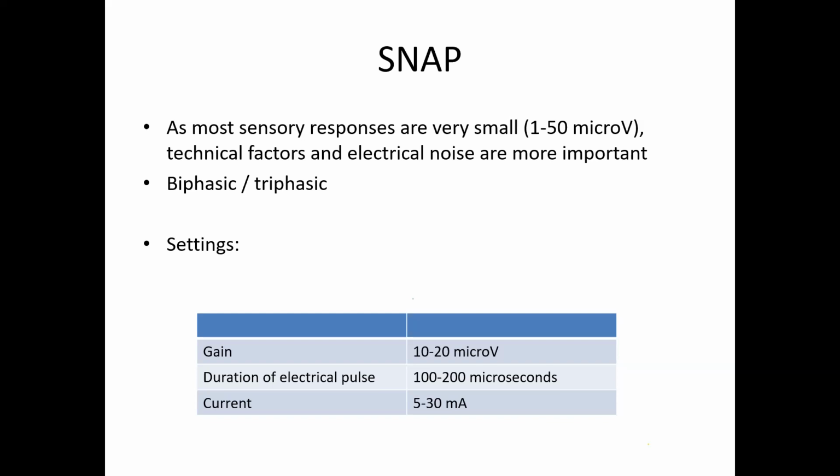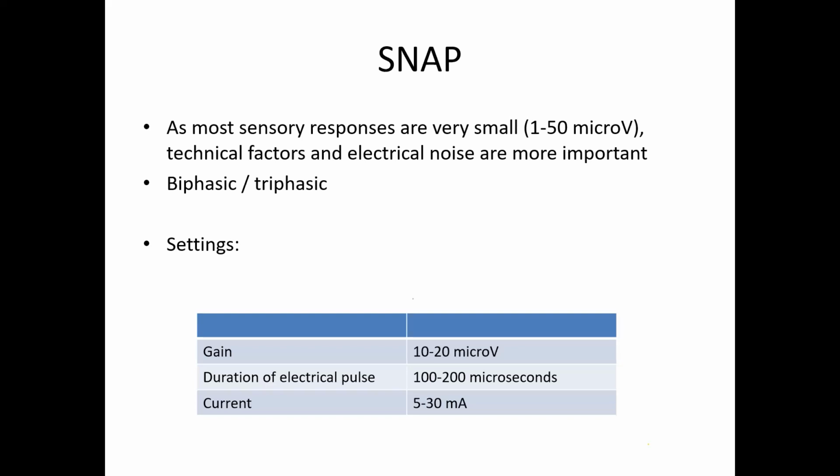Very good. So in a sensory nerve, there are large fibers, and there is a lot of variation of nerve fibers. So there are large fibers with faster conduction velocities, and small fibers with very slow conduction velocities, and both of them are acting together. I'll come back to that phase cancellation. So usually sensory responses are very small.